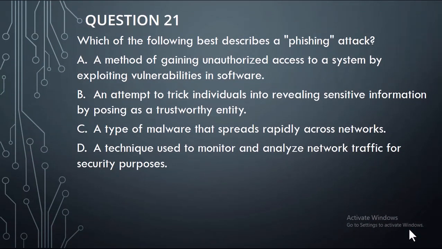Question 21. Which of the following best describes a phishing attack? A. A method of gaining unauthorized access to a system by exploiting vulnerabilities in software. B. An attempt to trick individuals into revealing sensitive information by posing as a trustworthy entity. C. A type of malware that spreads rapidly across networks. D. A technique used to monitor and analyze network traffic for security purposes. The answer is option B. A phishing attack is an attempt to trick an individual into revealing sensitive information by posing as a trustworthy entity.